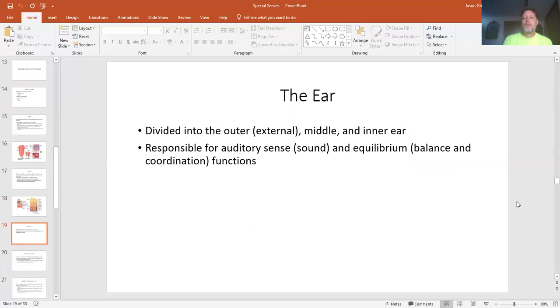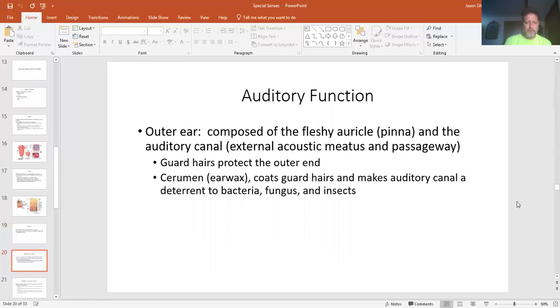Your ear. You have three parts: your outer, middle, and inner ear. Your ears are about hearing, your balance, and a few other functions, mostly coordination. So the outer ear, the pinna or auricle, just helps focus sound and everything. There are hairs inside of it.